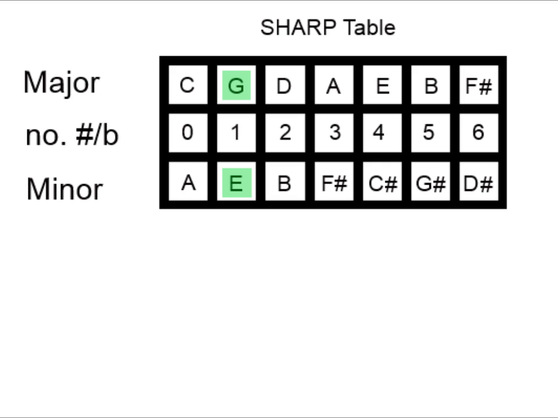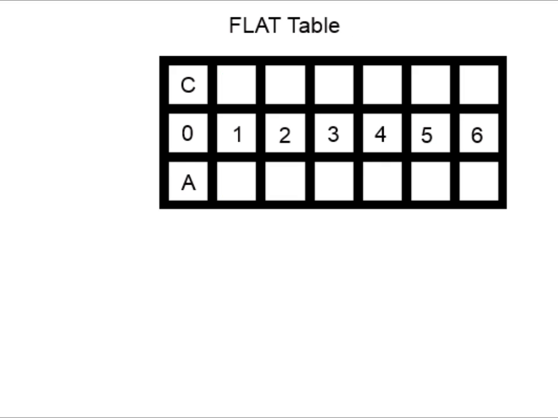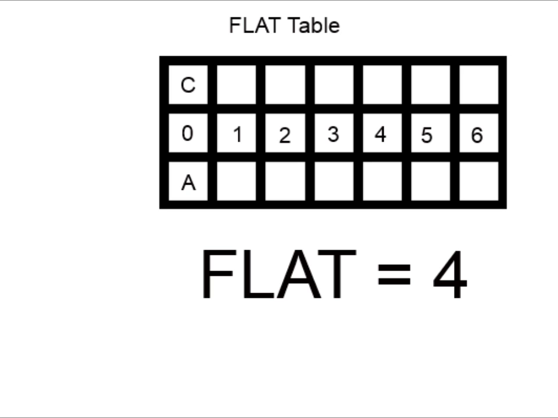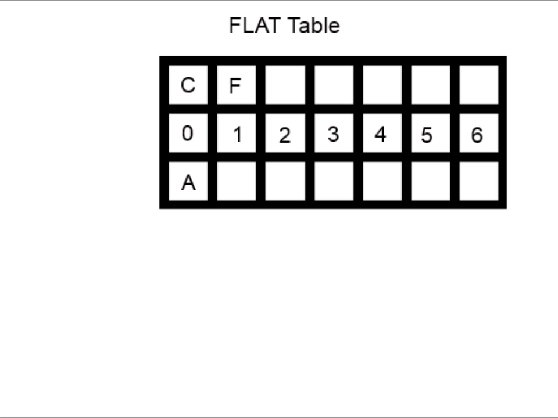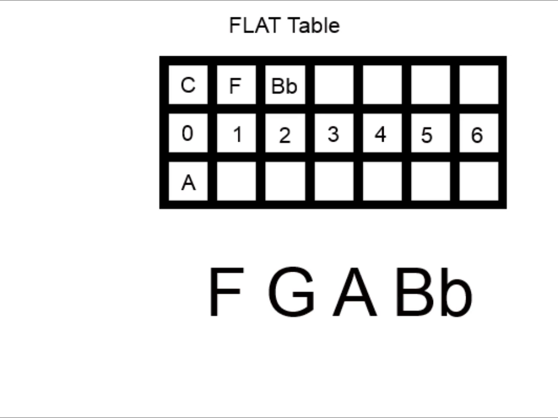Now let's make our table for the flat keys. We'll start it in exactly the same way, with C and A and 0 accidentals. Fill in the numbers up to 6. And now the word flat has 4 letters in it, F-L-A-T. That's handy because this time we're going to count up 4 notes from C. So the box after C is going to contain the letter F. Count up 4 letters from F, F, G, A, B. But it needs to be B flat, as you know, it's a flat table.